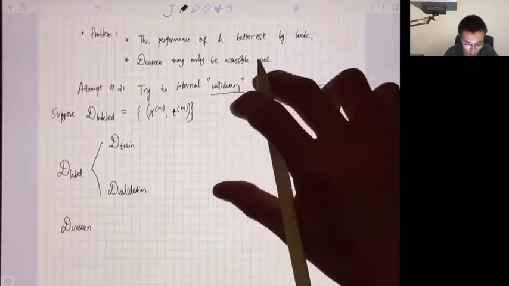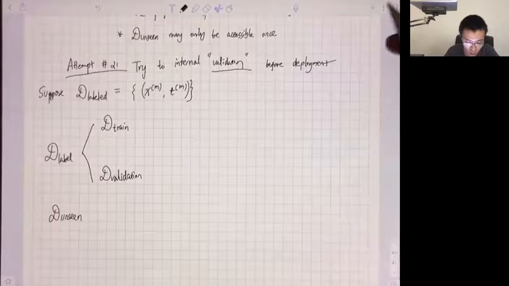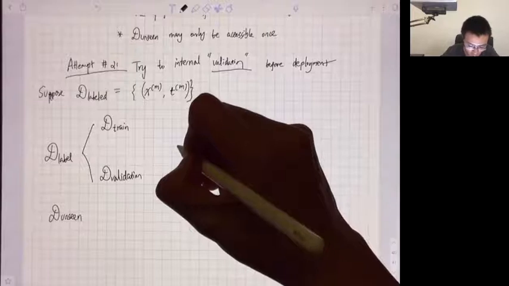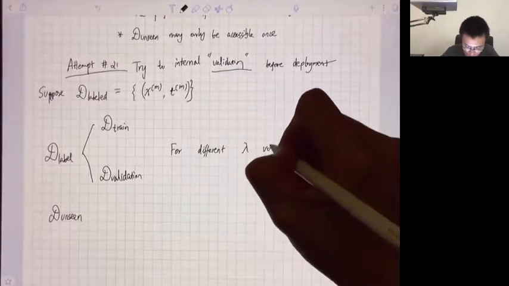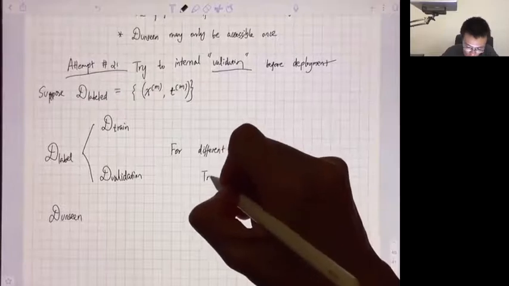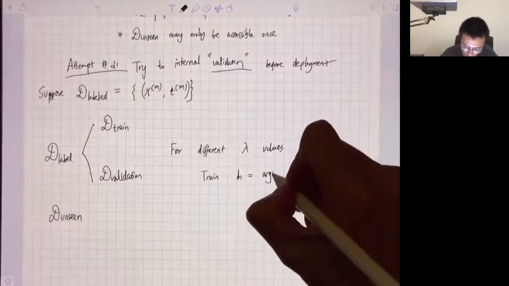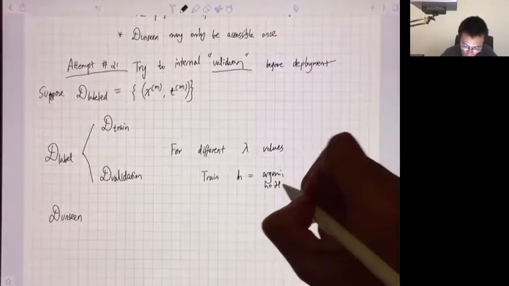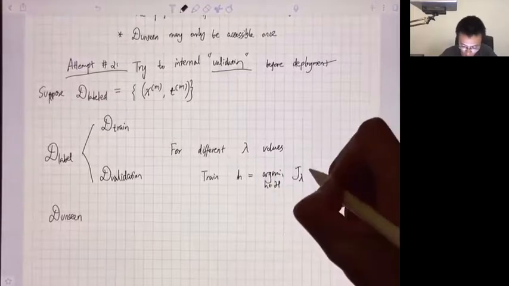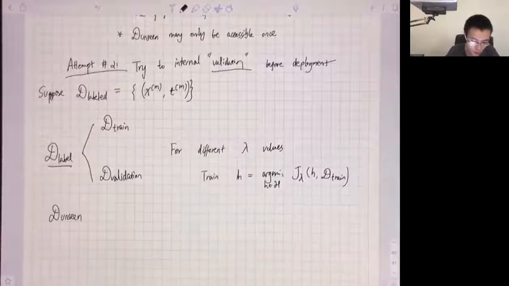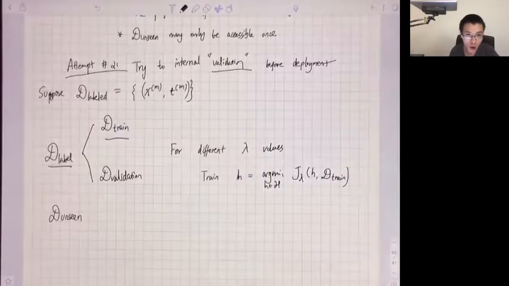The algorithm becomes, this is my second attempt, for different lambda values: train h such that it's the argmin over h from my hypothesis class H of J with different lambdas on D-train. So I split my labeled dataset into two parts. One is still called D-train. The other is called D-validation.